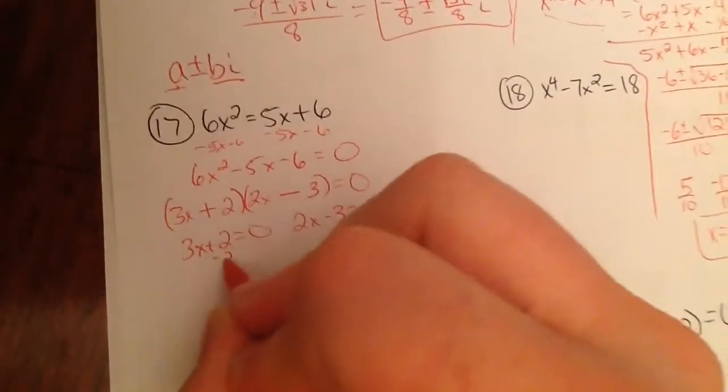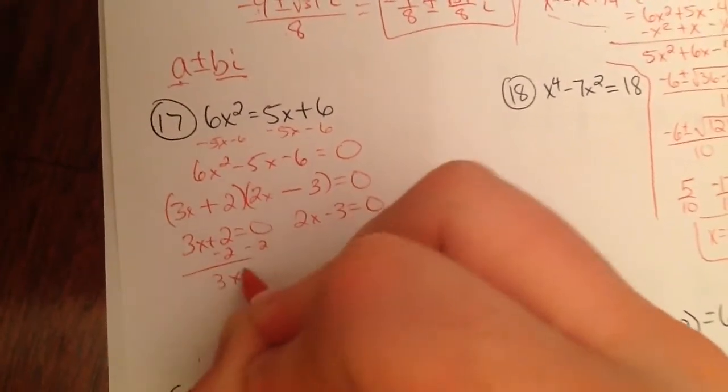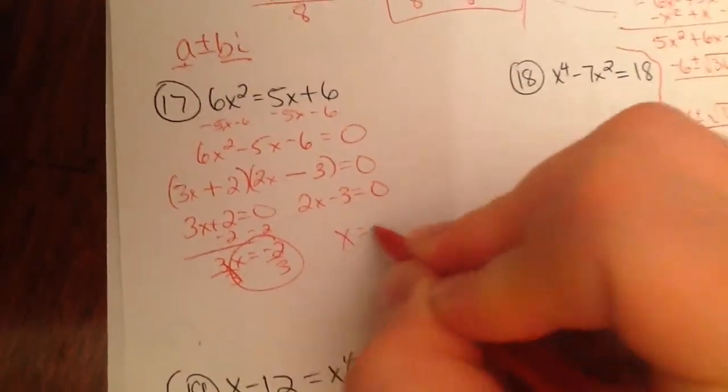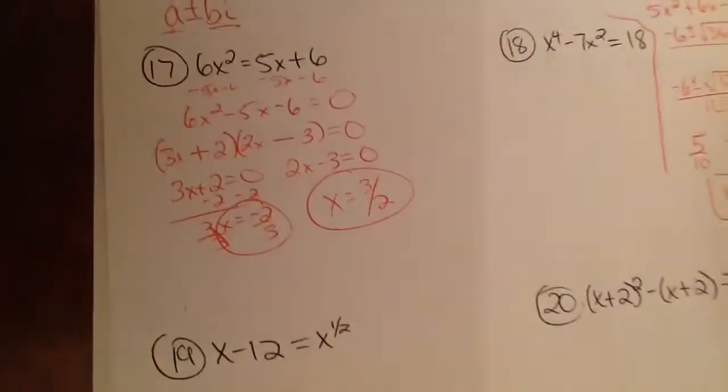There. Subtract 2. I'm not doing it on the other one. I can't take it. X equals negative 2/3. And add 3 divided by 2. So 3/2. There's your two answers.